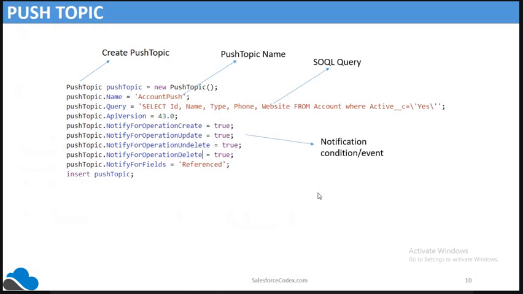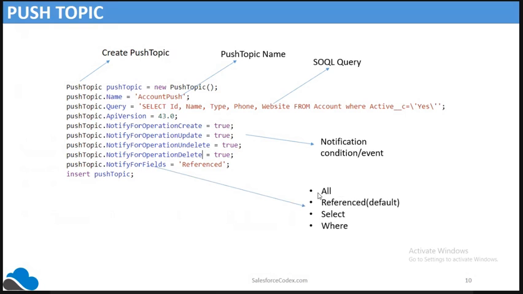The next thing is the notification condition, which kind of condition you want a notification for. If you see the notify for operation create, when any new record is created, you want a notification or not. If you don't want it, just put false. If you want it, then make it true. Notify for operation update: if you want notification when an update is happening for this record, then make it true. Same for undelete and delete. So when a specific DML operation is performed, if you want notification for it, then you update it. Otherwise, make it false.